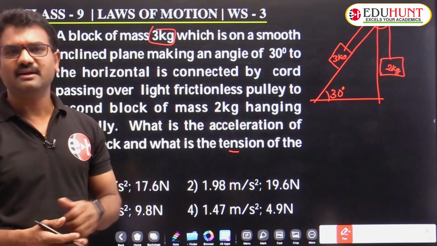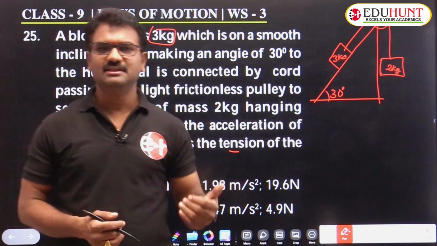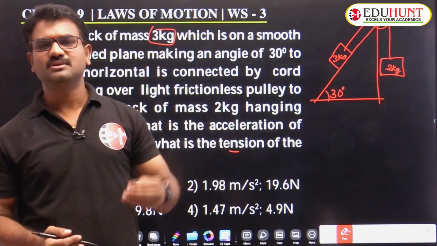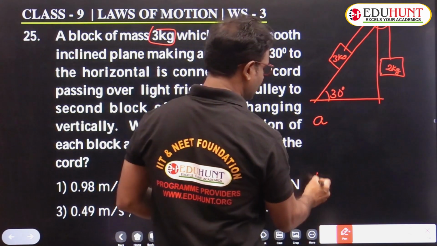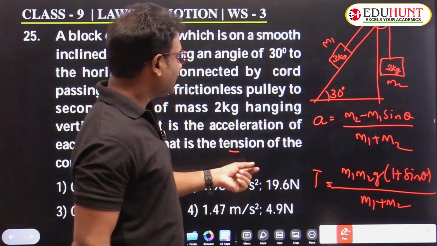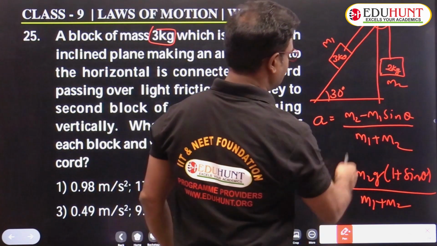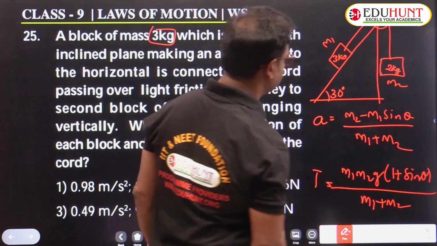So for this we have a straight away formula. We have derived it in the synopsis. Just substitute in the formula, you will get the answer. What is the formula for the acceleration and the tension? The formula for acceleration is (m2 minus m1) sin theta by (m1 plus m2). The tension formula is m1 g (1 plus sin theta) by (m1 plus m2).